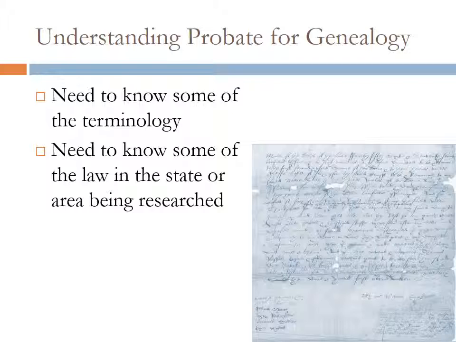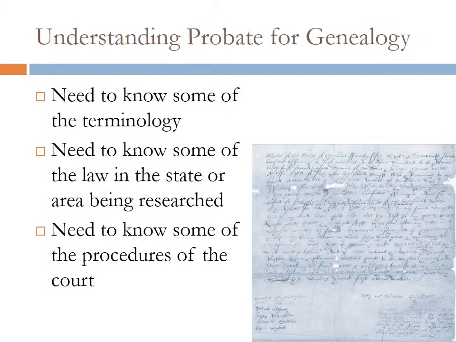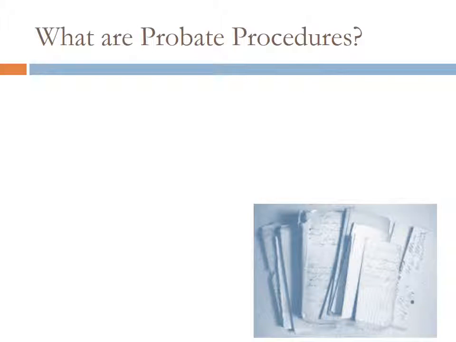Obviously, during the colonial era of the United States, the law was purely British. And after the country was established as the United States of America, the legislatures began enacting their own set of laws. There's also a need to know some of the procedures of the court. So now we need to know the difference between the law as it is and the procedures. So what are probate procedures?